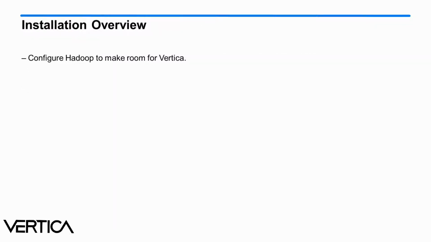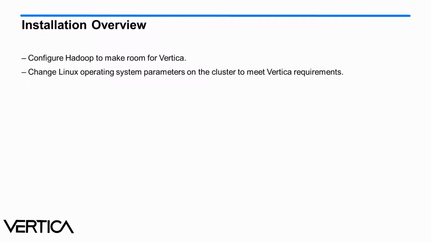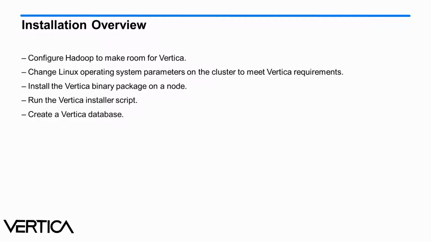Here's the process we'll follow to install Vertica SQL on Hadoop. Configure Hadoop to make room for a Vertica install. Change operating system parameters on the cluster to meet Vertica's installation requirements. Install the Vertica binary package. Run the Vertica installer script. Create a Vertica database.